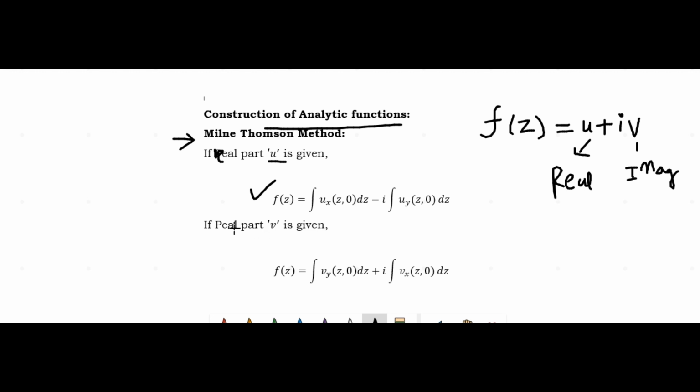Suppose they give the imaginary part, that means v is given, we use the second formula for finding the function. This is the procedure to find the analytic function when they give the real part or the imaginary part. So these two formulas are named as the Milne-Thomson method.